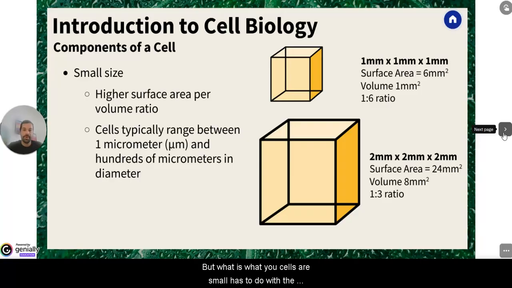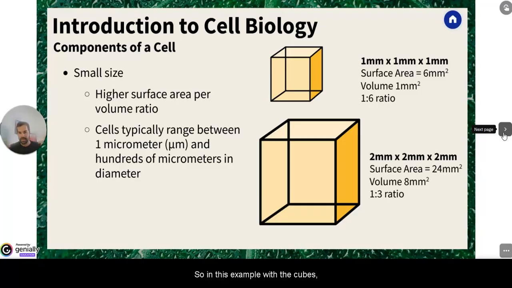But the reason why cells are small has to do with the surface area and their volume. Just based on geometry, a smaller object has a higher surface area to volume ratio. So you get more surface for it to interact with its surroundings versus a larger object. Both your surface area and your volume will increase, but your volume will increase a lot faster.